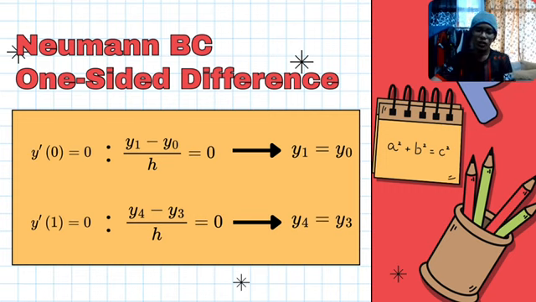So as we can see, y prime 0 equal to 0, we can use the formula y1 minus y0 over h equal to 0, and we will get y1 equal to y0. The same goes for y prime 1, which is y4 minus y3 over h equal to 0, and we will get y4 equal to y3.